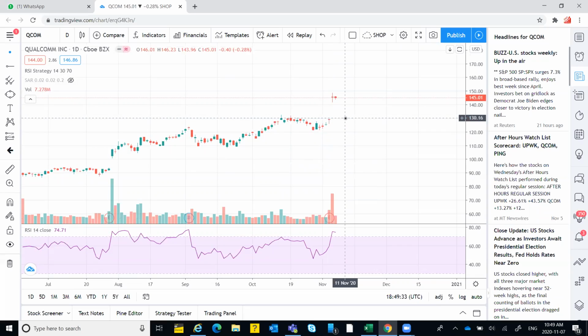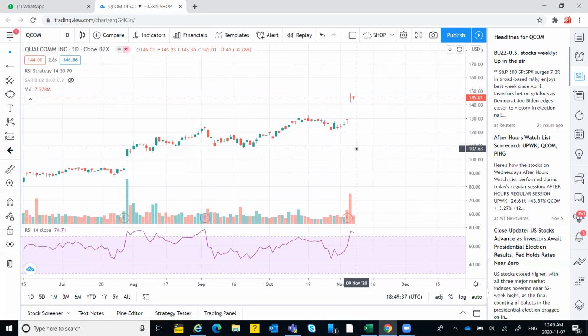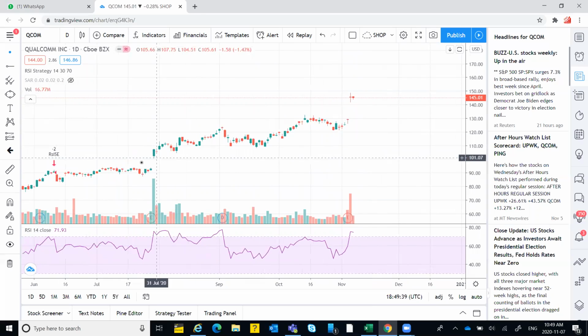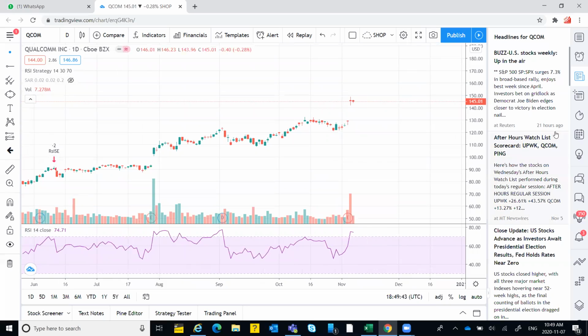Okay, huge gap, 130 to 145, a 10% gap up, more than 10 actually. So QCOM stock is weekly up in the air. This one, earnings, a huge gap.